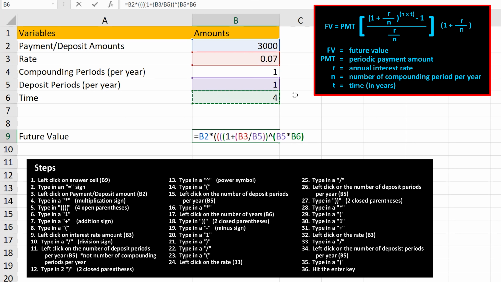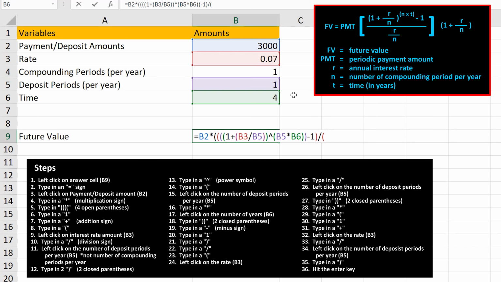Now we type in 2 closed parentheses to close off the n times t portion and the 1 plus r over n raised to the n times t portion of the formula. From here, we type in a minus sign. Then we type in a 1, followed by a closed parentheses, which closes off the top part of the fraction in the formula. From here, we type in a division sign, a /, then type in an open parentheses.